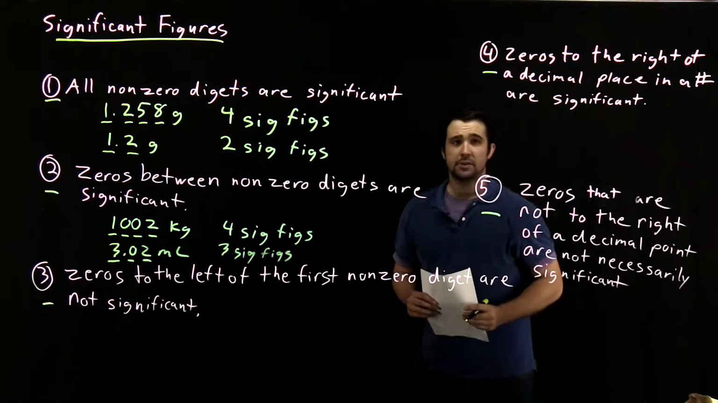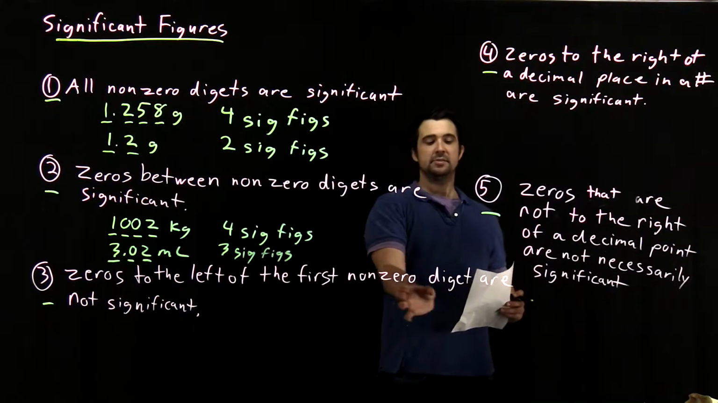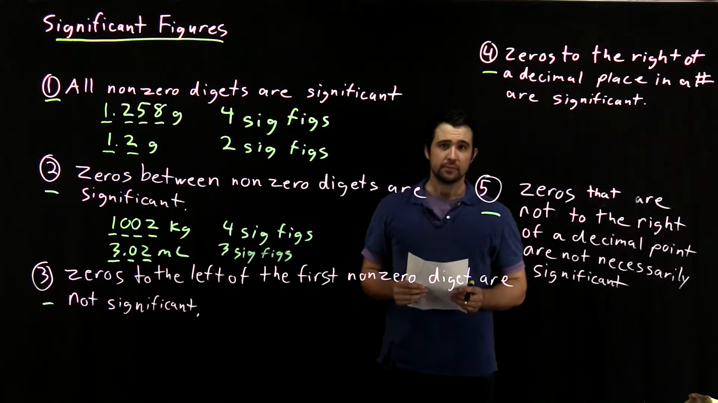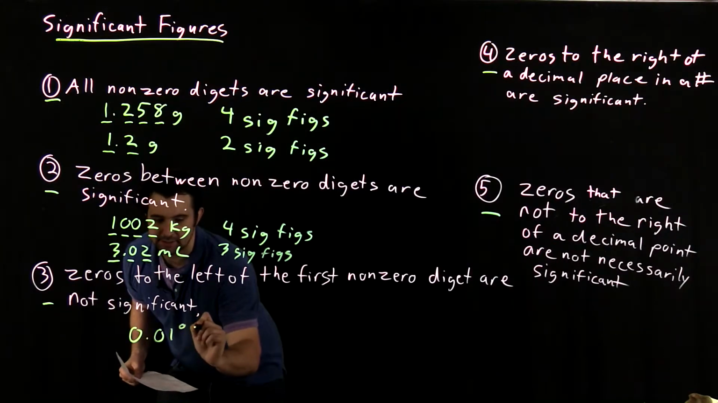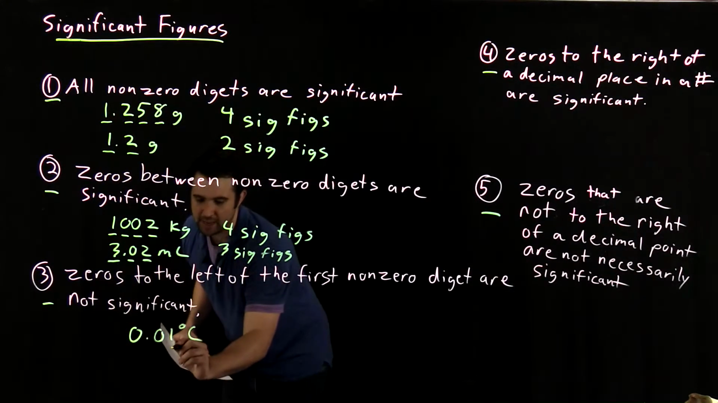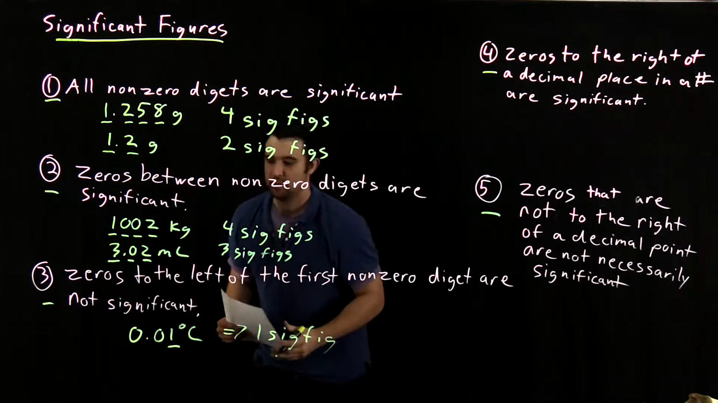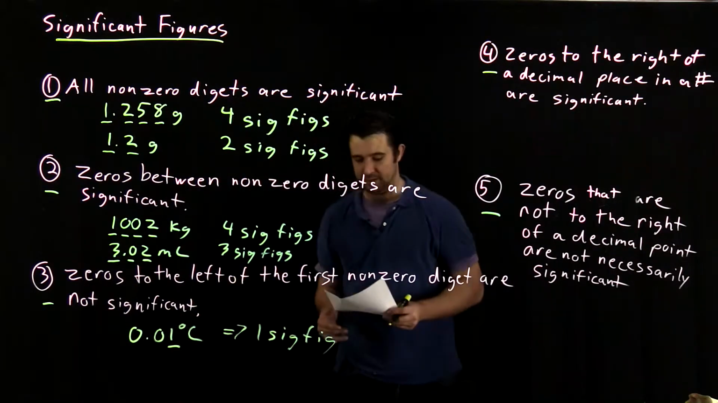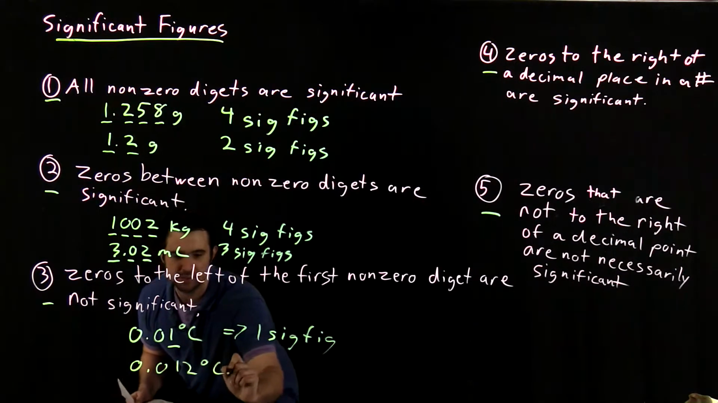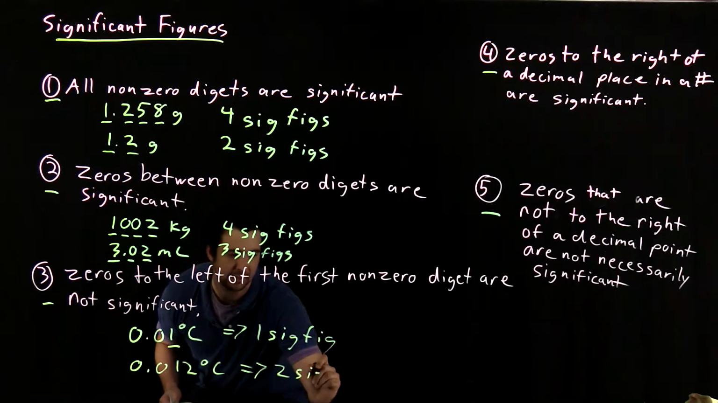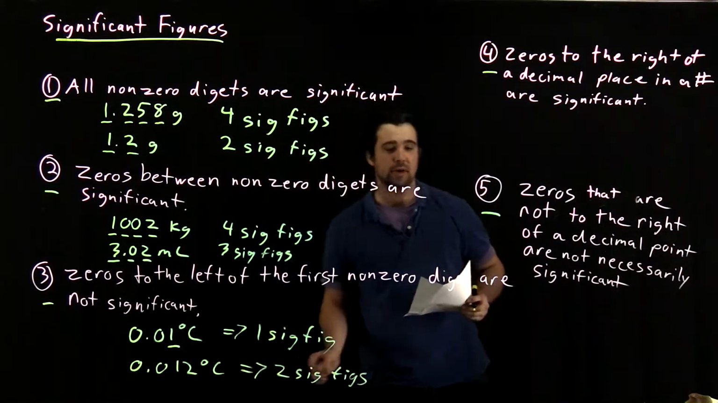All right? So our third condition states that zeros to the left of the first non-zero digit are not significant. So what that means is if you have a number like 0.01 degrees Celsius, here we would only have 1 sig fig because these two zeros are not significant. Likewise, if we had 0.012 degrees Celsius, we would have 2 sig figs because again we do not count these two zeros.